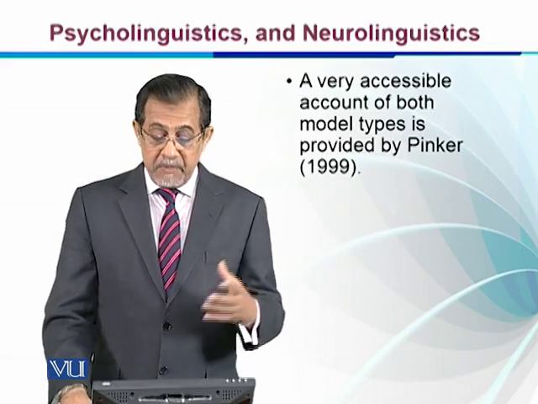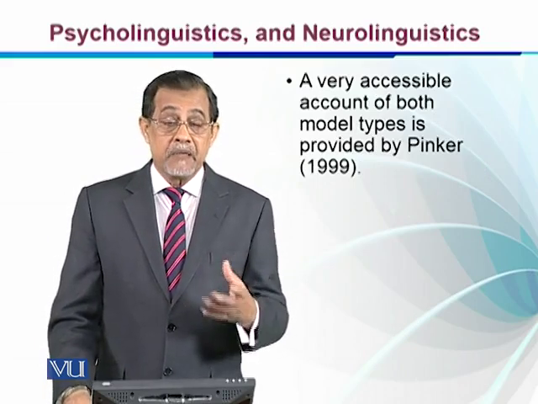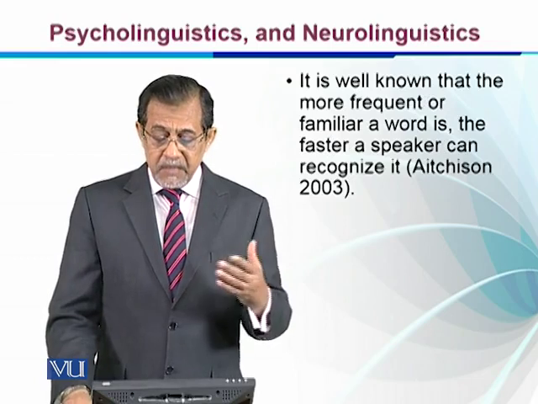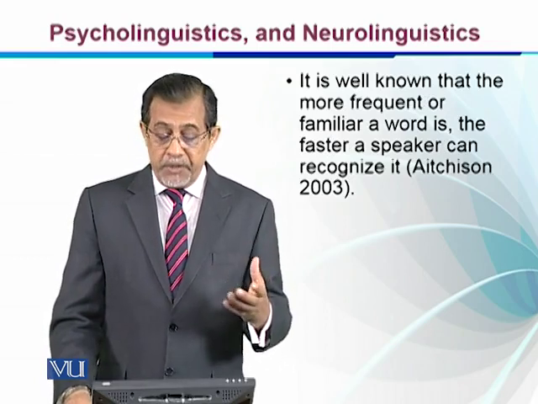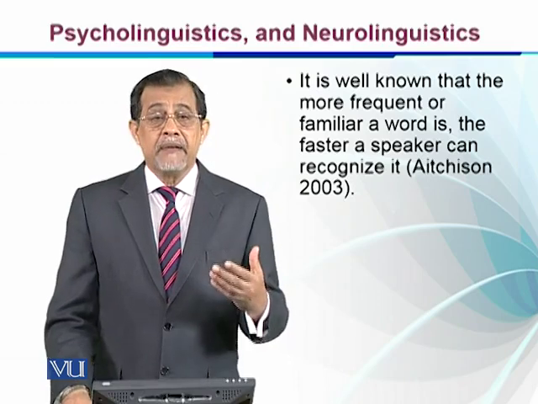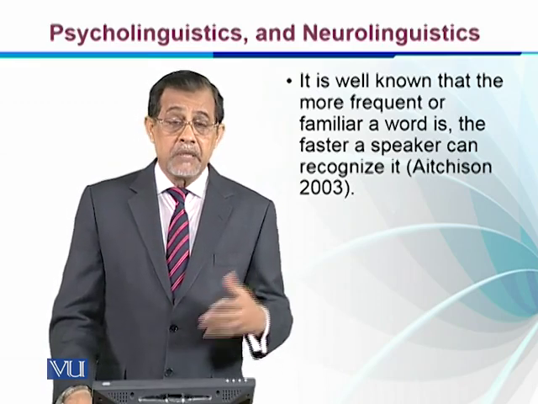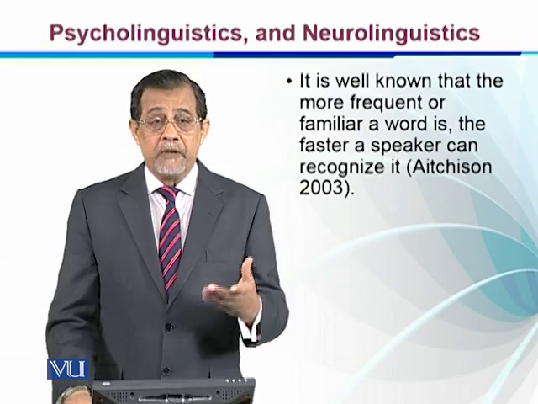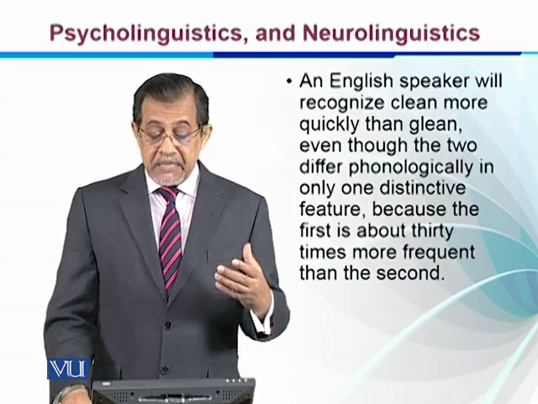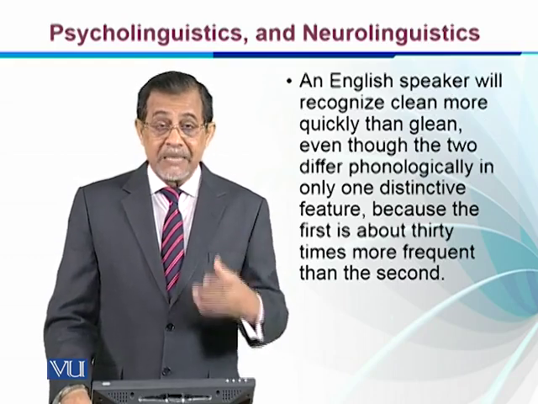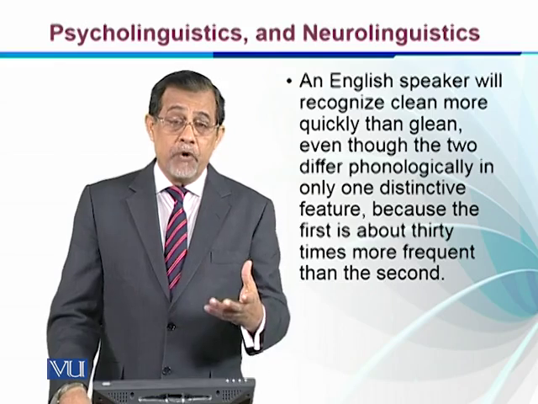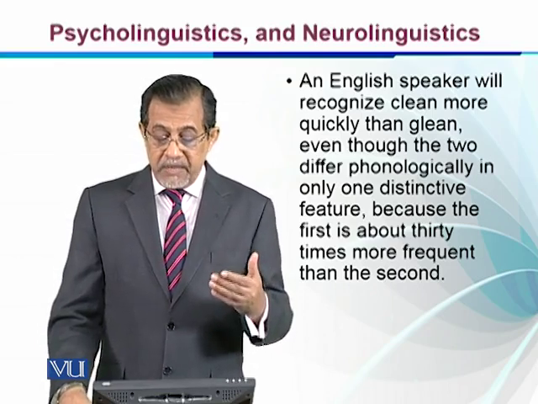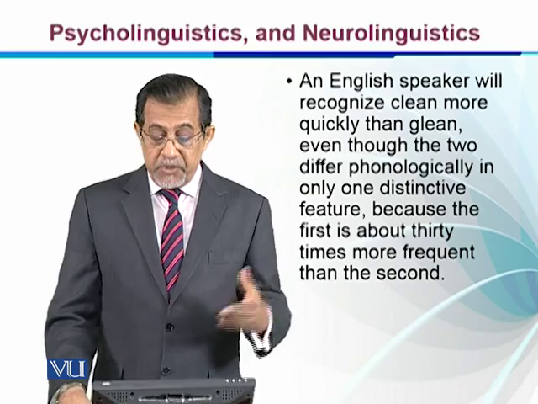A very accessible account of both model types is provided by Pinker. We talked about him; he has talked much about morphology. It is well known that the more frequent or familiar a word is, the faster a speaker can recognize it. According to Hutchison, familiar words are used more frequently and recognized more quickly. An English speaker will recognize clean more quickly than glean, because clean is used more frequently, even though the two differ phonologically in only one distinctive feature, because the first is about 30 times more frequent than the second.